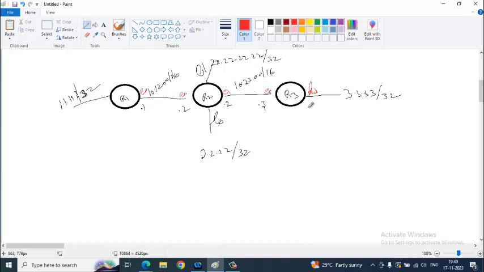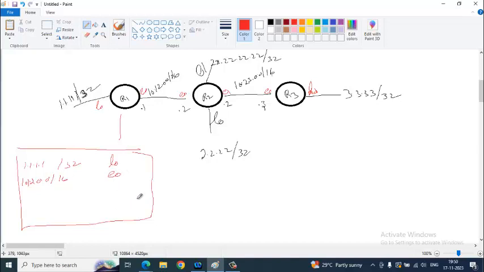Now, R1. So if you take R1, R1 knows only about two networks. In the routing table of R1, if you check, you will have 1.1.1.1/32 connected on this loopback, and then 10.12.0.0/16 connected on Ethernet 0.